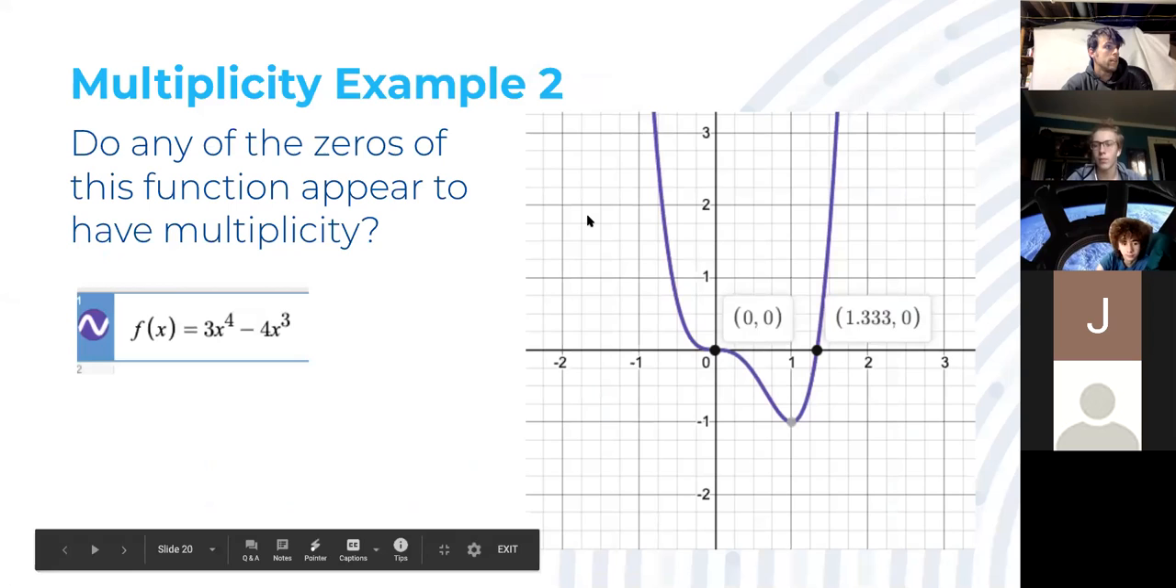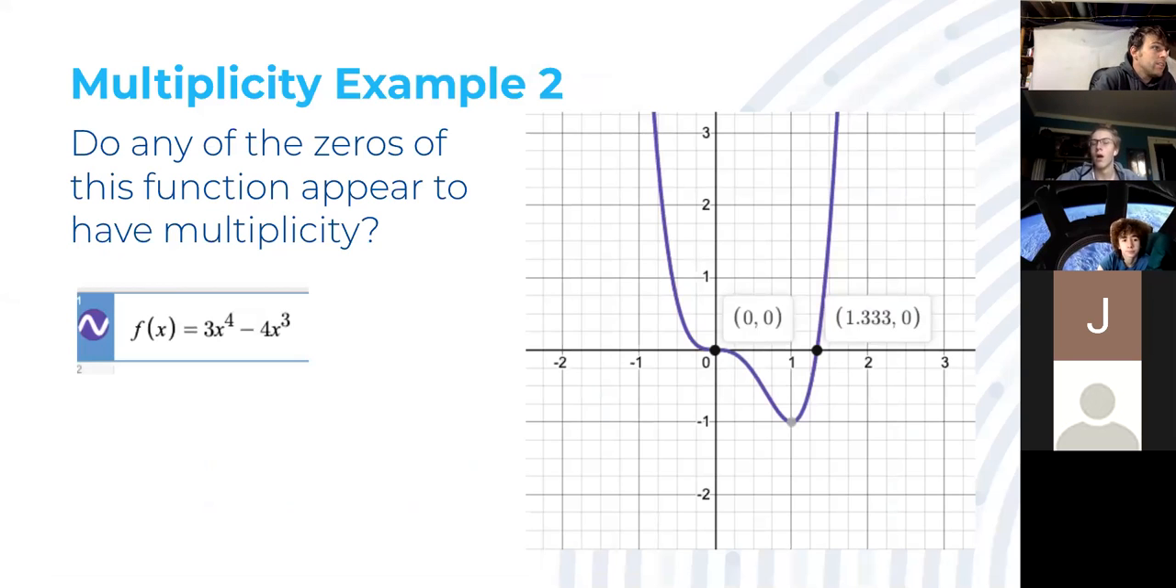All right. Example 2, multiplicity. Do any of the zeros of this function appear to have multiplicity? All right, well, looking at it, the zeros, right? We have a 0 at 0, and we have a 0 at 1.3 repeating. So we have 2 zeros. Do either of these look like they have multiplicity? Only one. Yeah, this one here, is this an odd multiplicity or an even multiplicity? Odd. Yep, so it's doing that wiggle thing, right? It's kind of curving twice as it goes through. So this one looks like it has an odd multiplicity.